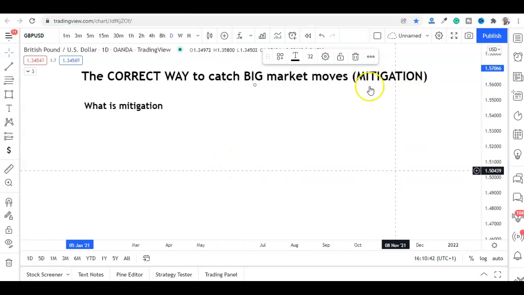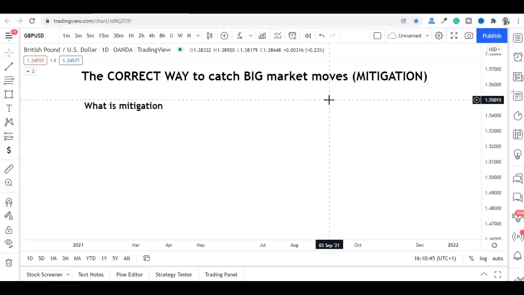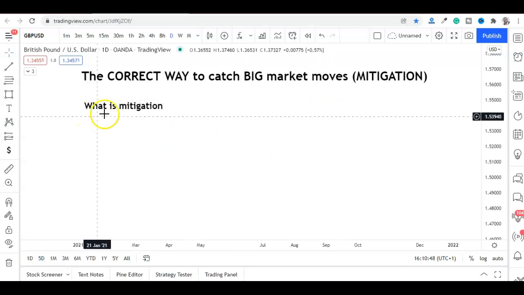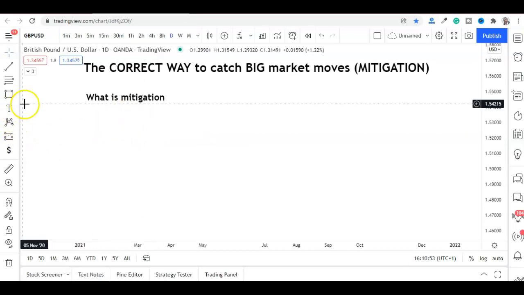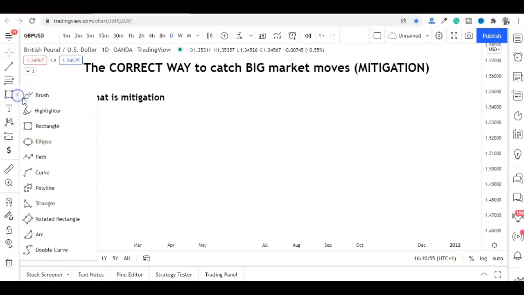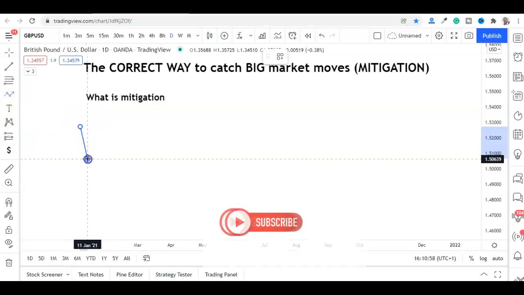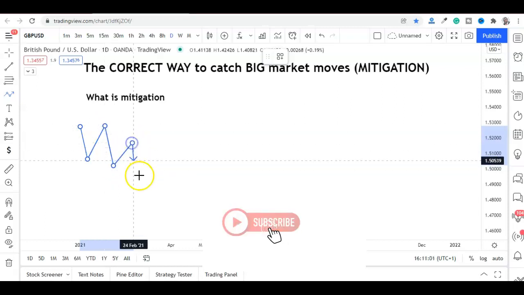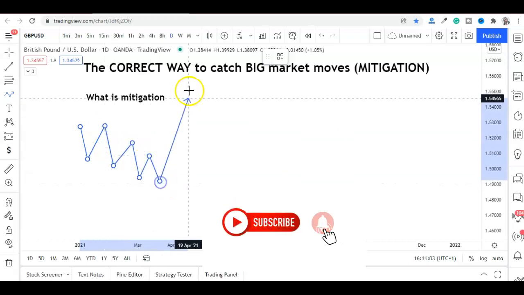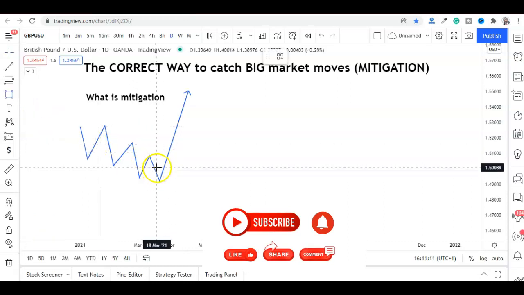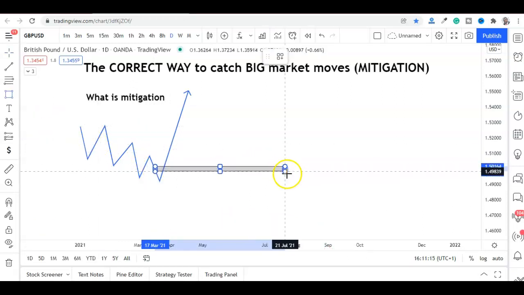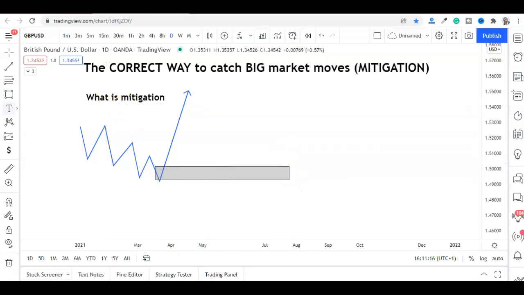big market moves. And to do that you have to understand the concept of mitigation. So what is mitigation? Before I explain that, let's look at the theory, what it means. Let's assume price doing something like this, and then all of a sudden the market moves aggressively. Okay, mitigation simply means the closing of losing trade.